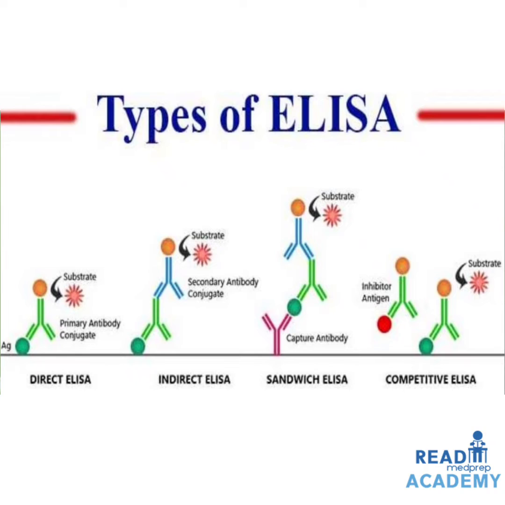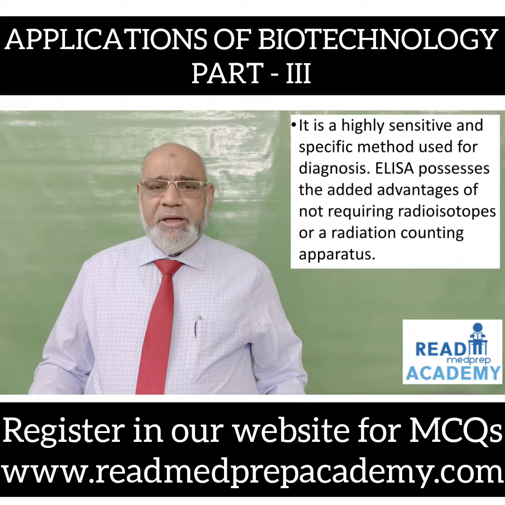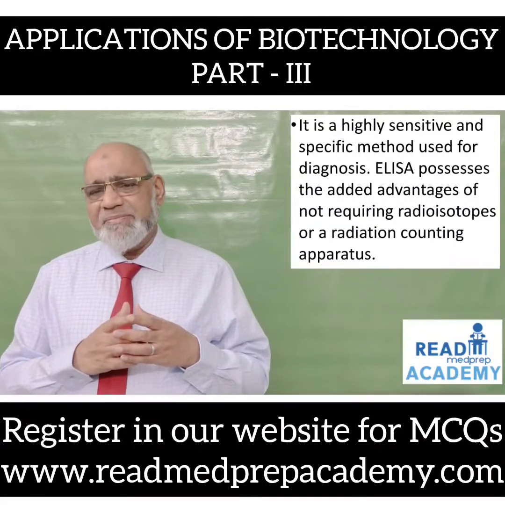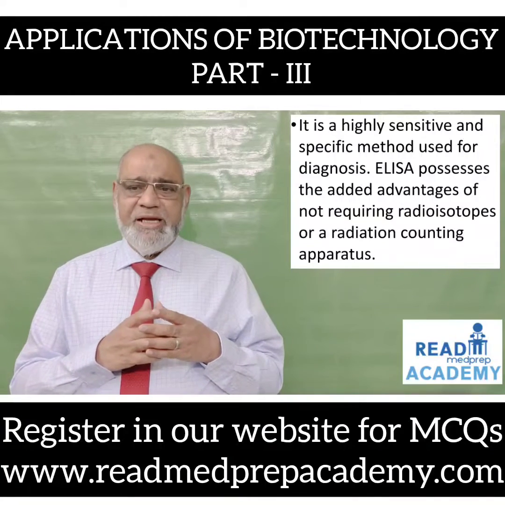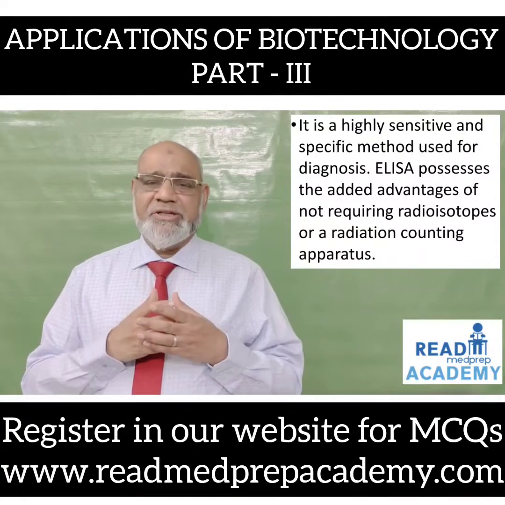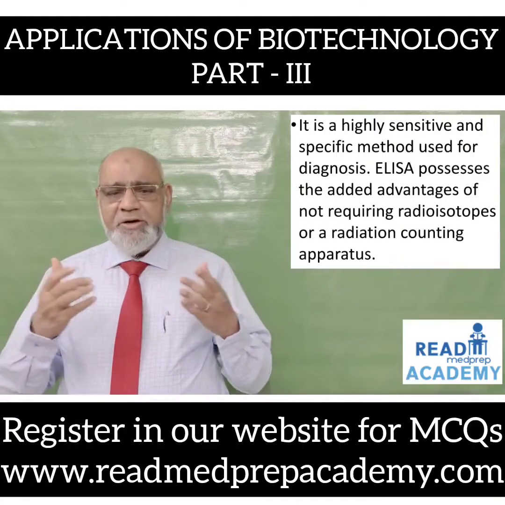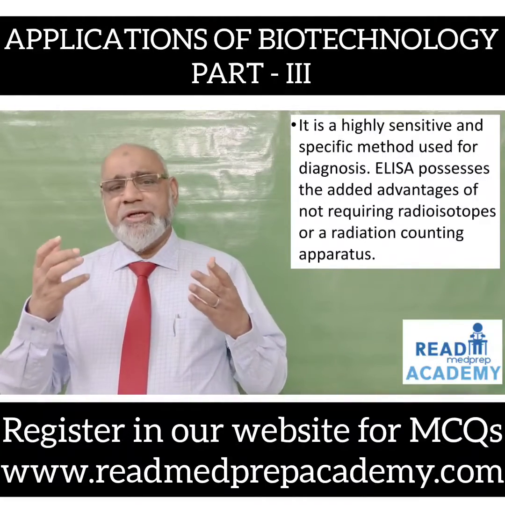In a sandwich ELISA, the capture antibody binds to the antigen, primary antibody conjugate, and a secondary antibody conjugate is added with the substrate. In a competitive ELISA, the inhibitor antigen is added to the antigen and the primary antibody conjugate and a substrate is added. It is a highly sensitive and specific method used for diagnosis. ELISA possesses the added advantages of not requiring radioisotopes or a radiation counting apparatus.